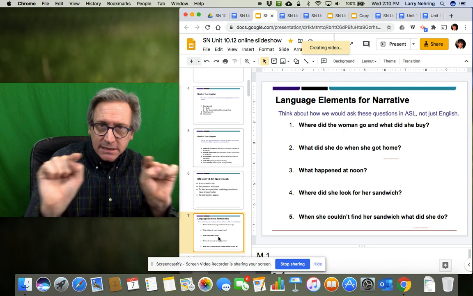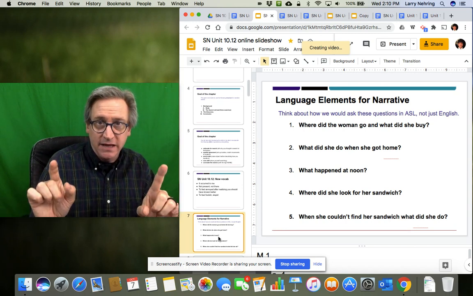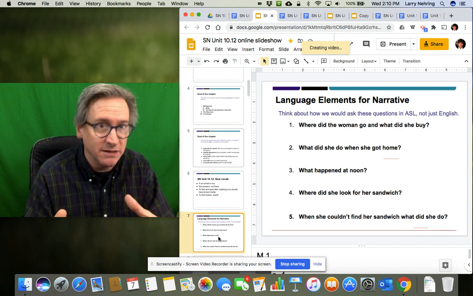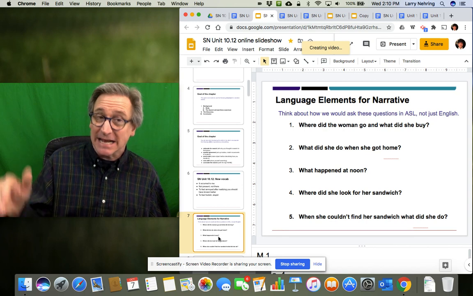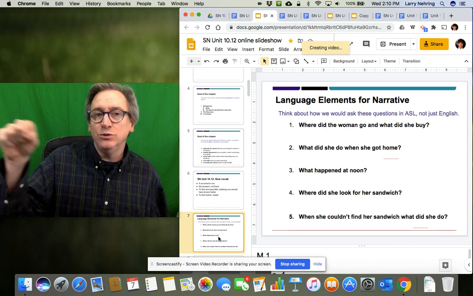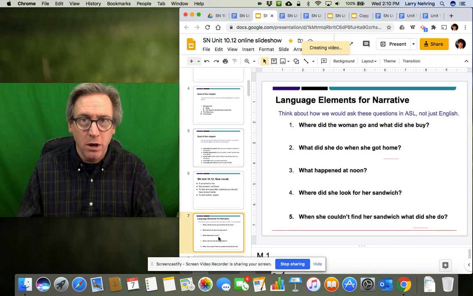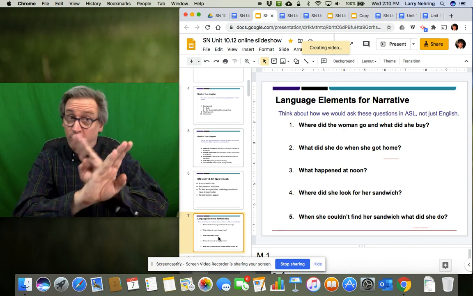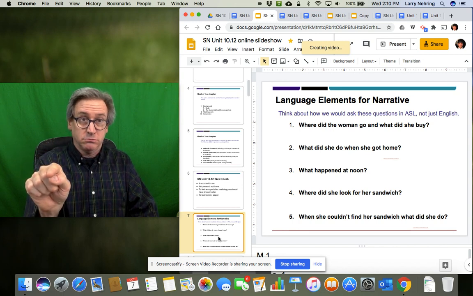So next, and I spell this all out, so I don't want to spend a lot of time on this because I put the time into the slides. But I want you to think not about the answer to this question. How would you sign this question? So for example, where did the woman go and what did she buy? Now, first off, notice that there are two questions in there.